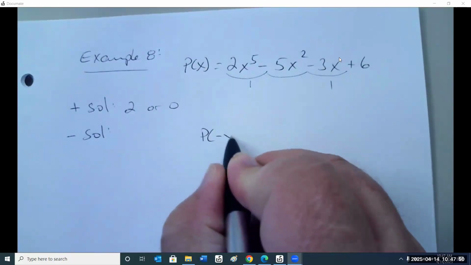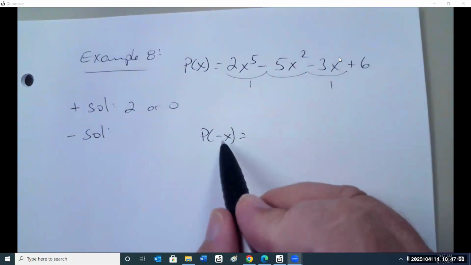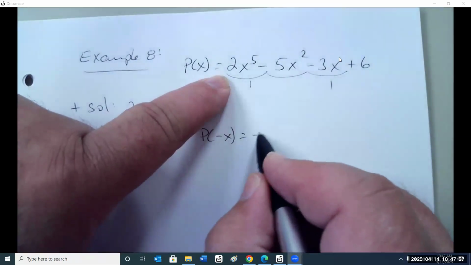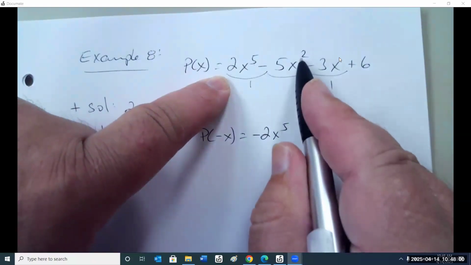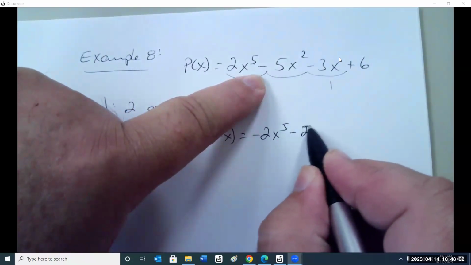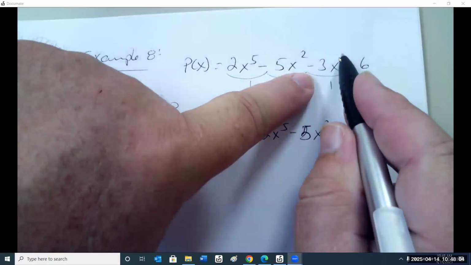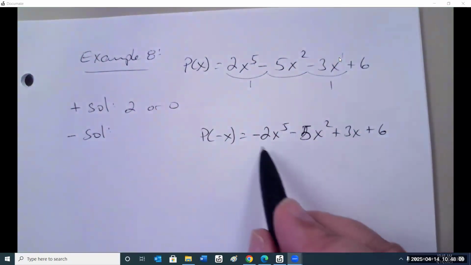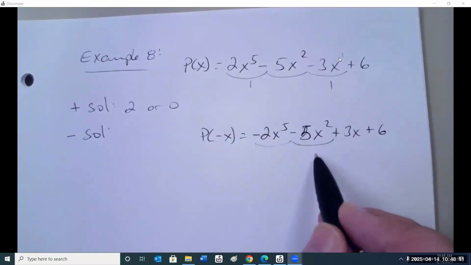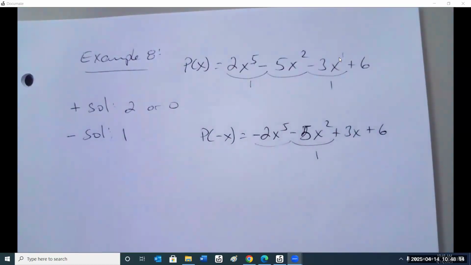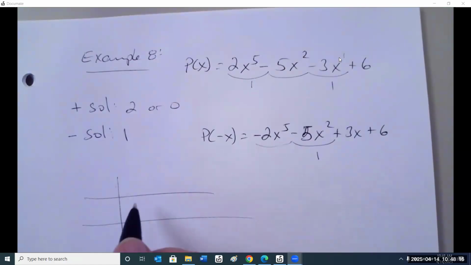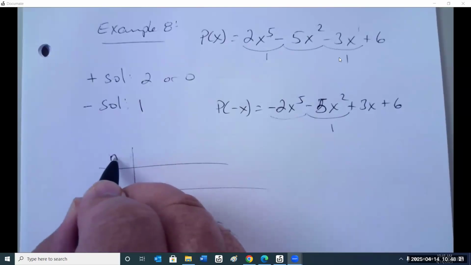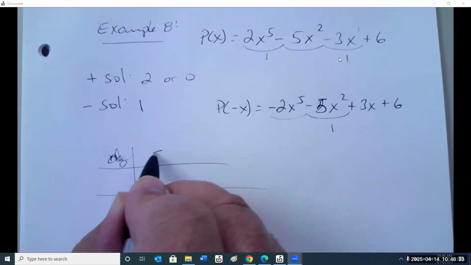So now we have to go to negative x. Shortcut is if it has an odd exponent, then just change the coefficient. That's even, leave it alone. That's odd, so I change that. So that's 1 sign change, so it's 1. We're supposed to have the degree. We're supposed to have 5.